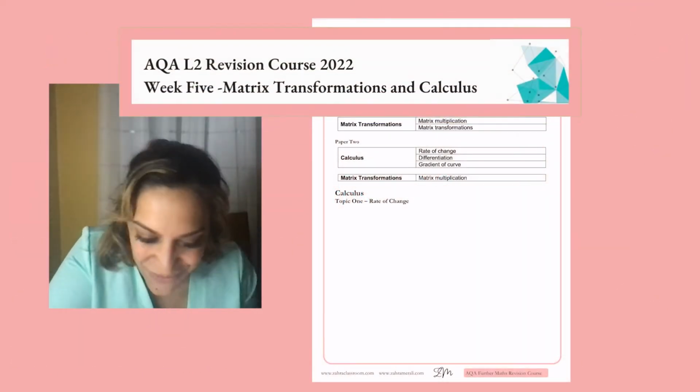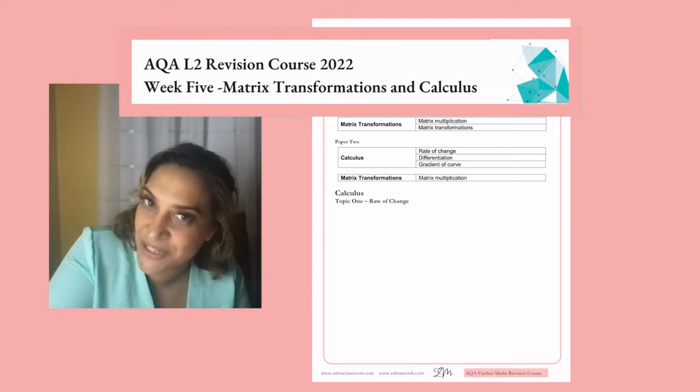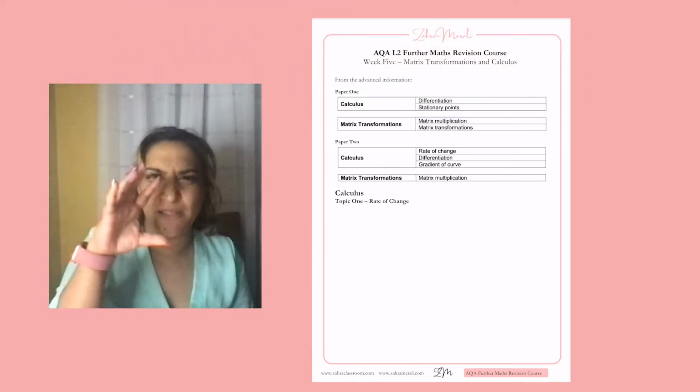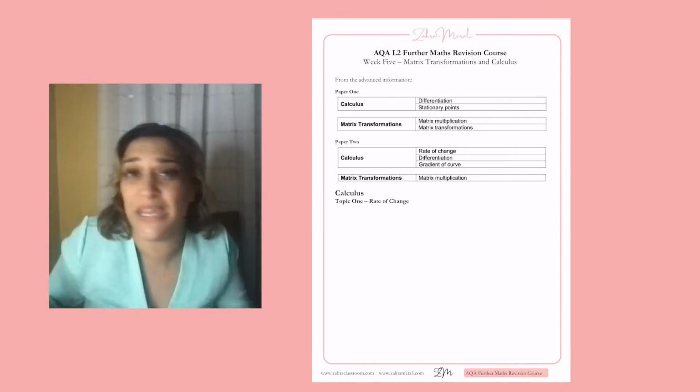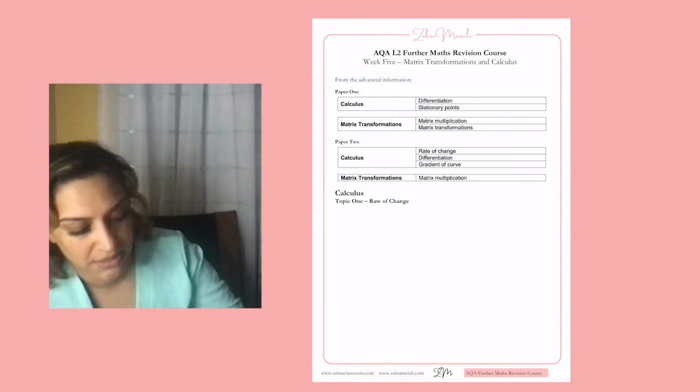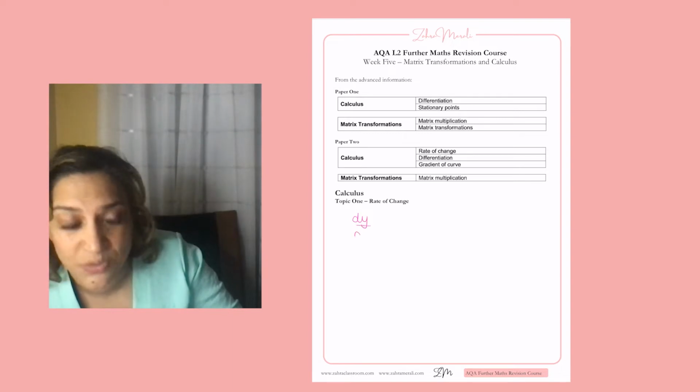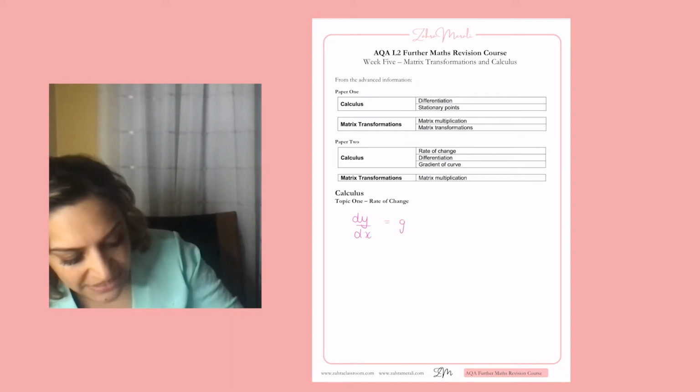Welcome now to week 5. We're looking at matrix transformations and calculus. The first bit of this topic is about rate of change. Essentially, it's a fancy way of talking about the gradient. So dy/dx, which we know as the gradient function.